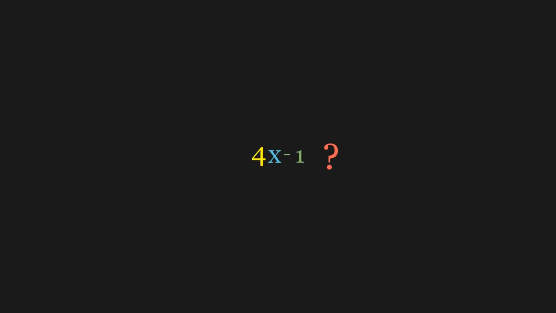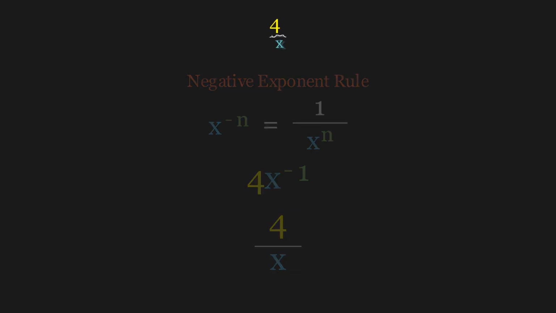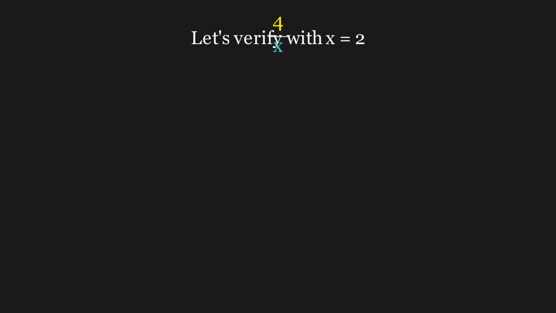Last step. What does a negative exponent actually mean? It means flip it into a reciprocal. X to the -1 is the same as 1 over x, so 4x to the -1 becomes 4 over x. And that's it. That whole tangled expression, 2x cubed squared times x to the 4th over x to the 11th, collapses down to just 4 divided by x.